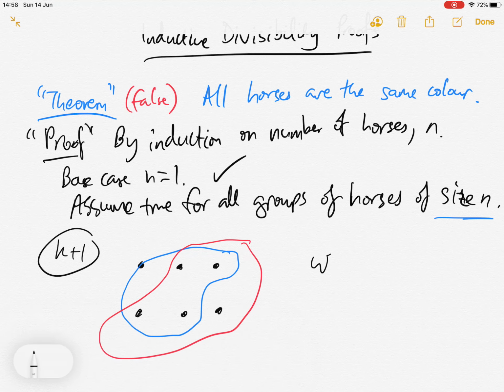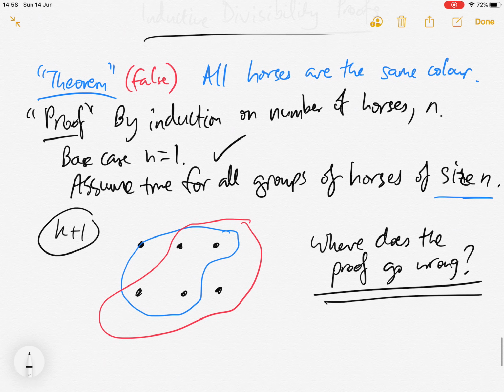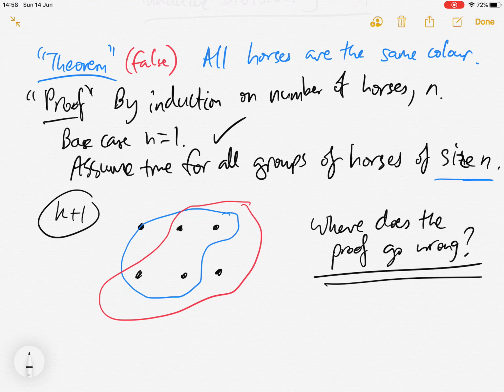And then we can make the appropriate conclusion. So my question is, where does the proof go wrong? Because obviously it's false. Not every horse is the same colour. So where does it go wrong? And I'm not sure if I want to tell you just yet. Maybe I'll leave it for you to think about. But yeah, that's a really good question to think about, why this doesn't work in this case.